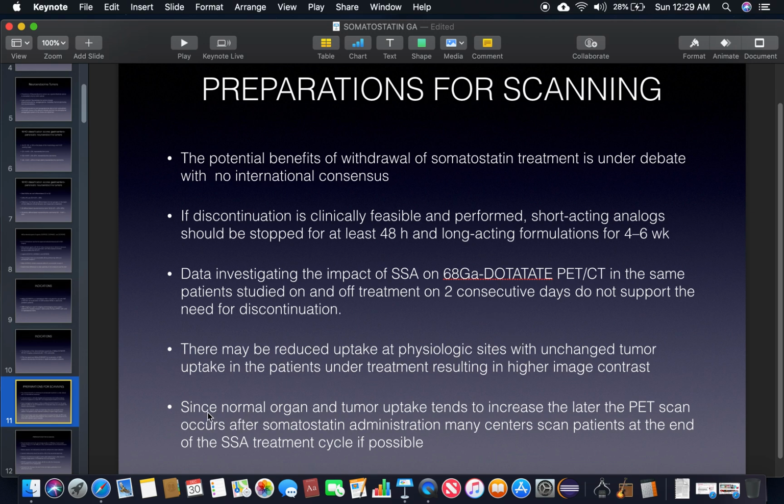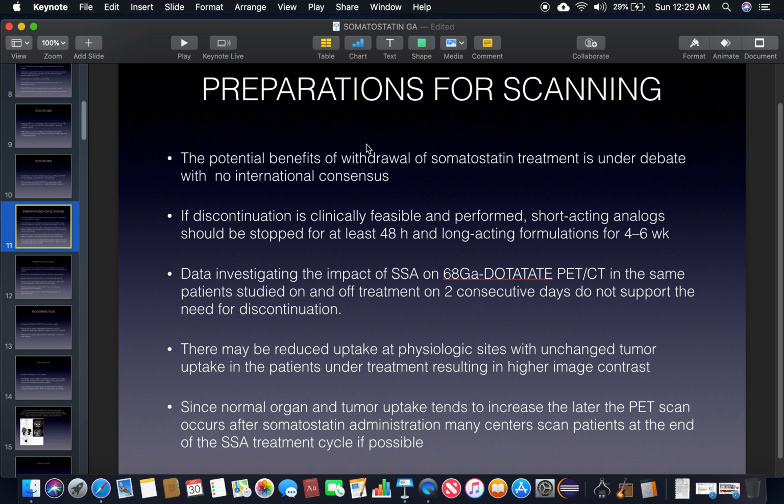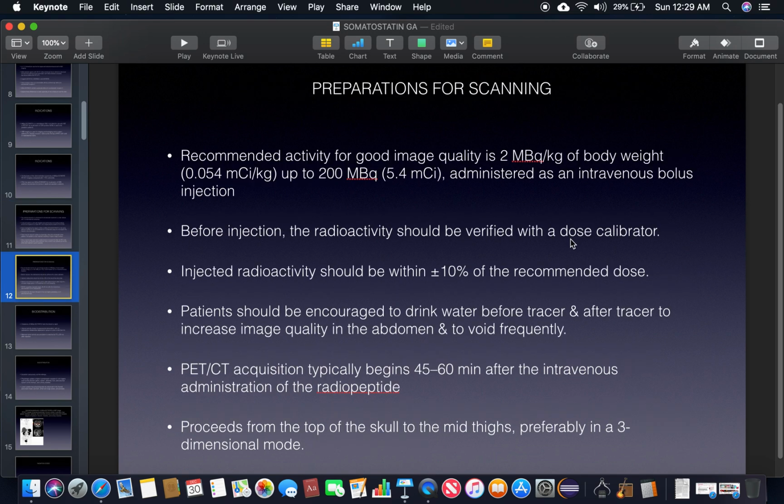But despite this evidence, since normal organ and tumor uptake tends to increase the later the PET scan occurs after somatostatin administration, many centers would scan patients at the end of the somatostatin treatment cycle if possible. So obviously, despite lack of evidence and lack of consensus, most centers would prefer that either it be discontinued or the scan be done at the end of the somatostatin treatment cycle.